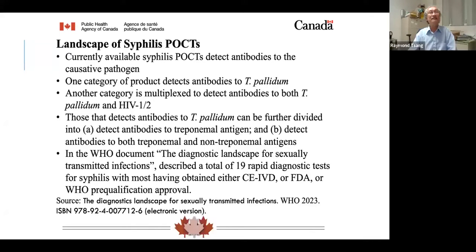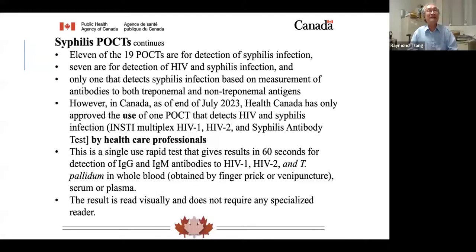In the WHO document, the diagnostic landscape for STI, which was released earlier this year, it described a total of 19 rapid diagnostic tests for syphilis, most of which have obtained either European Union approval as in vitro diagnostic tests, FDA approval, or WHO prequalification approval. Of these 19 point-of-care test kits described by WHO, 11 are for detection of syphilis infection, 7 are for detection of HIV and syphilis infection, and only 1 detects syphilis infection based on measurement of antibodies to both Treponema and non-Treponema antigens.